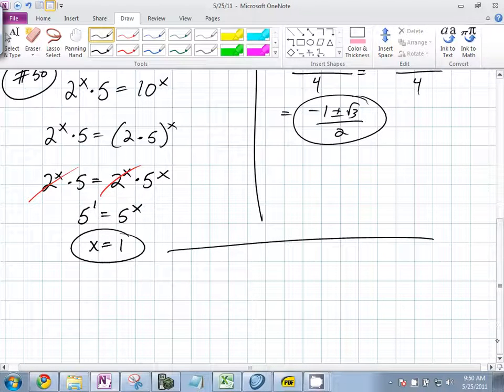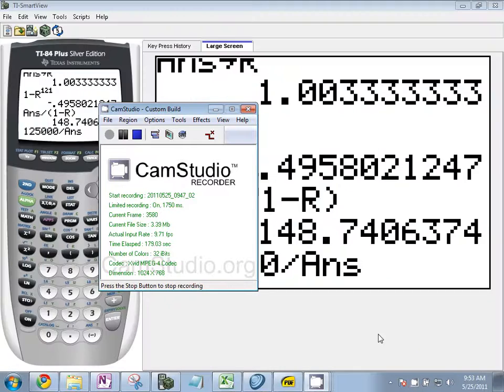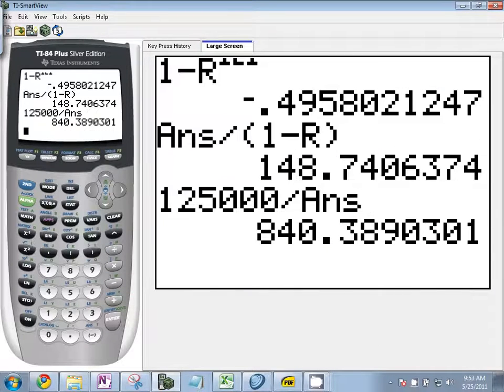Any others from the first group? Any others from the first group of questions? We're pretty good with those? Okay. 125,000 divided by that. Bingo. Very good.